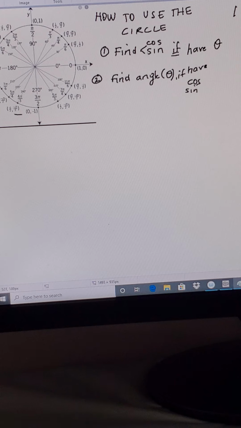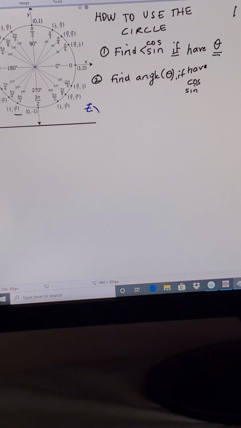You can find sine or cos, just like the calculator can give it to you. You can find sine or cos as long as you have an angle to work with. Or the opposite: you can find the angle as long as you have sine or cos to work with. I'm going to do a few examples. First I will do the first type.